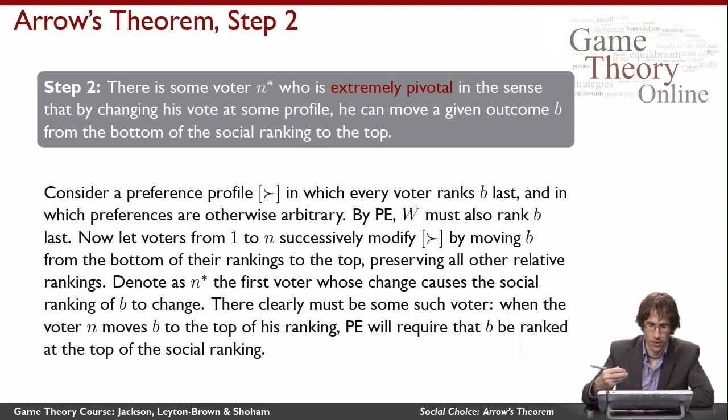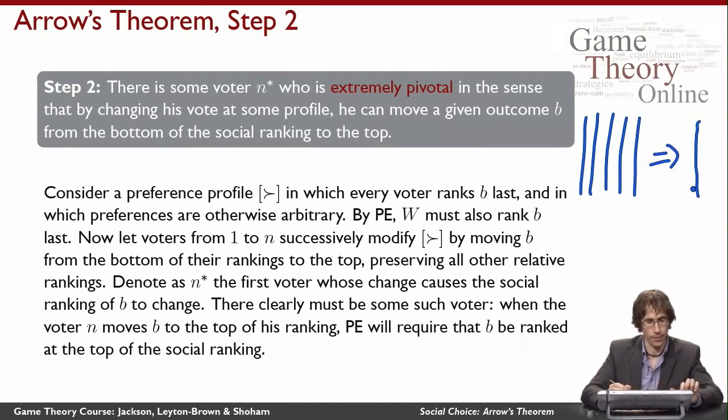So now I have some ordering over the voters from 1 to n, and I'm going to let them successively modify. Let me draw this. I've got all of these different rankings here from different voters, and I've got some social welfare ranking here. We start out with everything at the bottom, and we conclude from PE that B must be at the bottom here too. Then, one at a time, let me take a voter and take B off the bottom and put it up at the top, and let me see what happens.